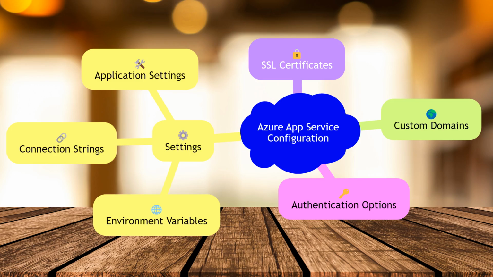After creating your Azure App Service, you can configure various settings to optimize performance and security. Navigate to the Configuration section in the App Service menu. Here, you can set environment variables, connection strings, and application settings. Additionally, you can configure custom domains, SSL certificates, and authentication options. These settings ensure your application runs smoothly and securely in the cloud.